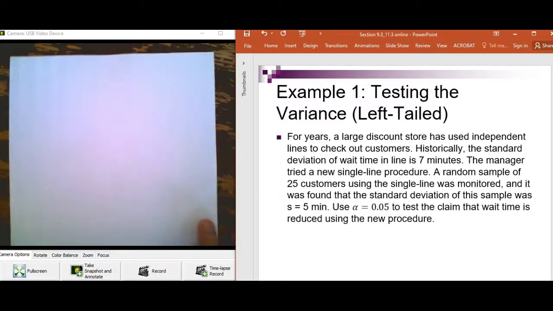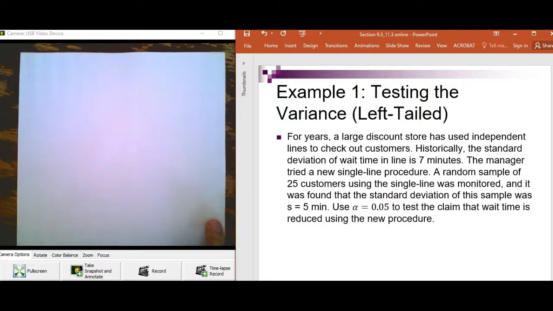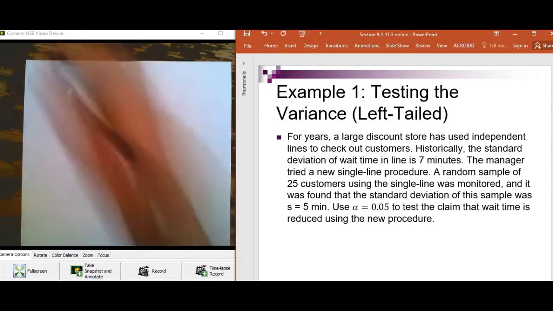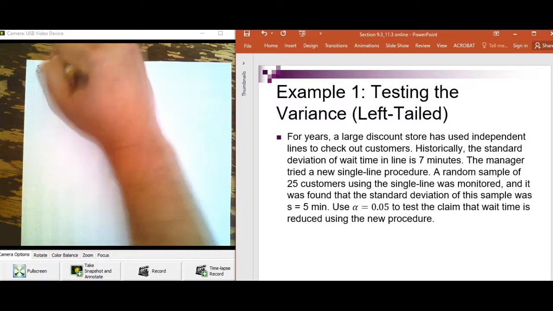Right, so it says for years, a large discount store has used independent lines to check out customers. Historically, the standard deviation of wait times in line is 7 minutes, and the manager tried a new single line procedure. A random sample of 25 customers using the single line was monitored, and it was found that the standard deviation of this sample was s equal to 5. Use alpha at the 0.05 level to test the claim that the wait time is reduced using the new procedure. Okay? So, here's section 11.3, Example 1.